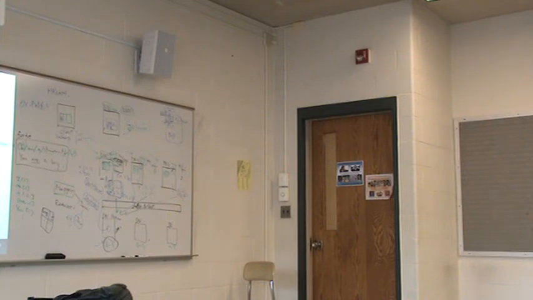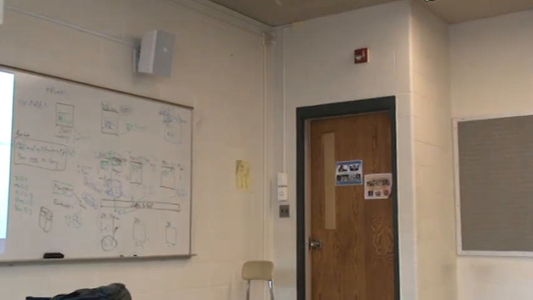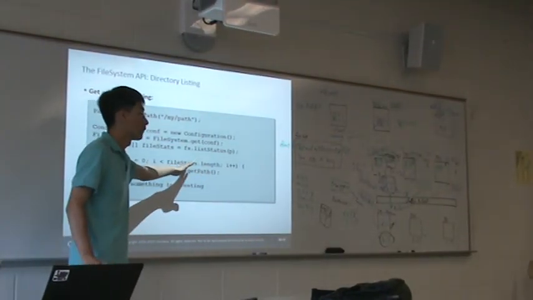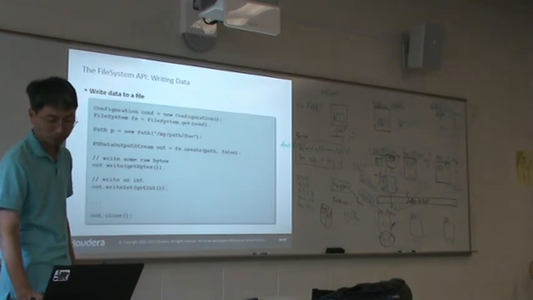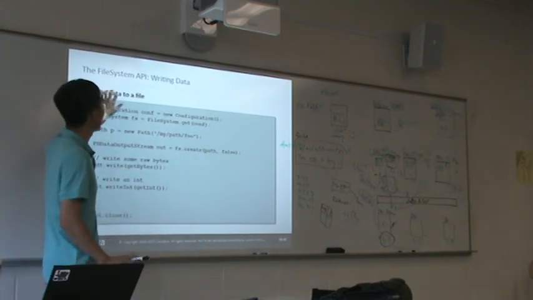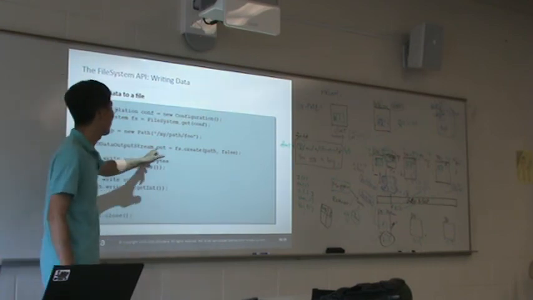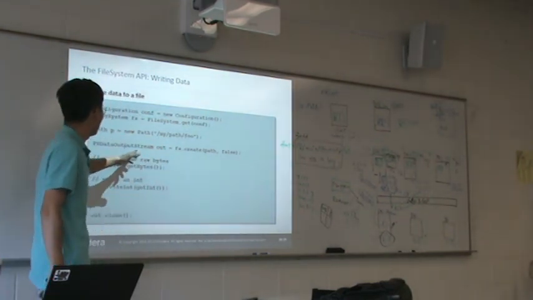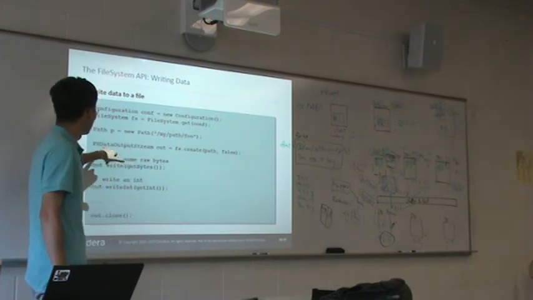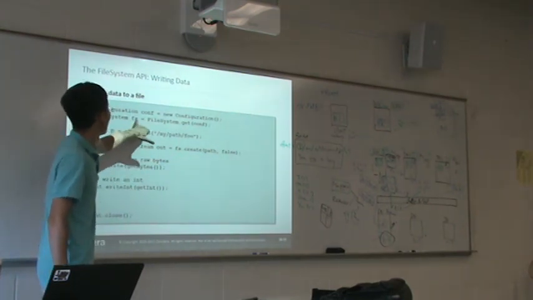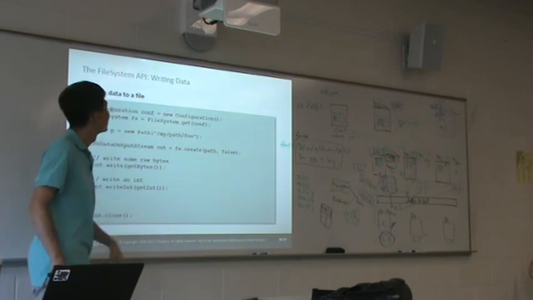That is the file system, FS. Then we can specify, for example, this time we can get the path of the file. If you want to write data to a file in your MapReduce code, you can create an FSDataOutputStream from the file system. Okay, FS, yeah, file system.